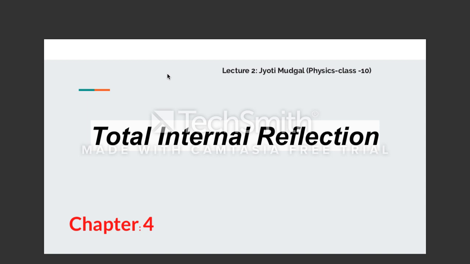You must see the small demo which I have sent you, of the same total internal reflection, where we can very clearly see that as long as the angle of incidence is less than the critical angle, the light ray gets refracted. We all know in total internal reflection, light travels from denser to rarer medium. It bends away from the normal.